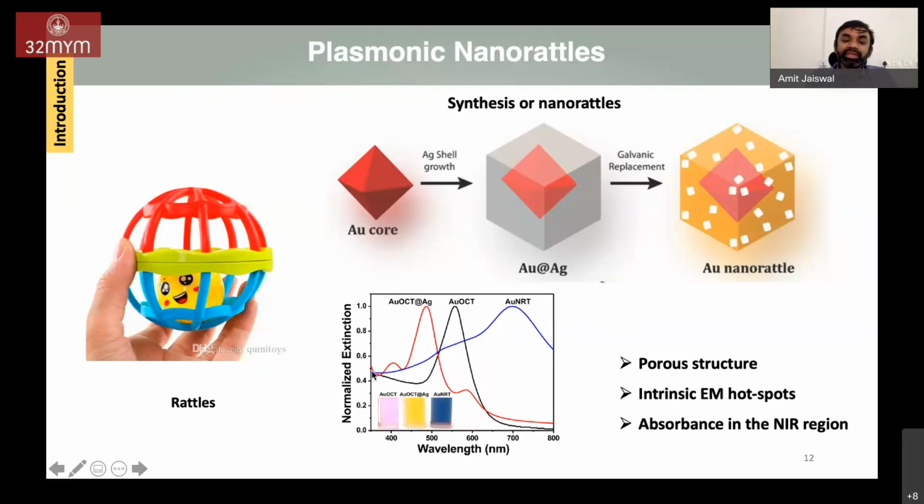Here you can see the figure which demonstrates the extinction, or UV-visible absorption, spectra of the nanoparticle. The pink color is the core Au octahedron. When we add the silver shell around it, we see a yellow color because the surface plasmon resonance peak shifts towards a higher wavelength. Now when we go for the galvanic replacement reaction, we get a bluish colored solution, which is due to the presence of this porous hollow nanostructure and has an absorbance in the NIR range.